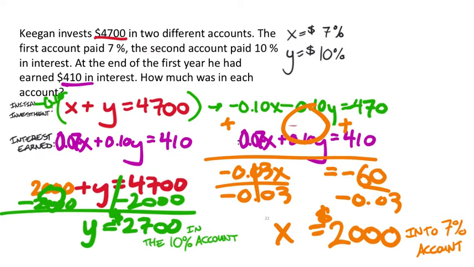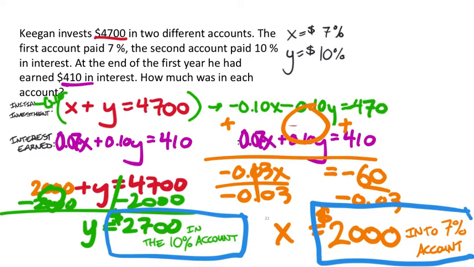Okay, well, does this work? Well, 2,000 plus 2,700 is 4,700. That's true. Let's see if the rest works. So 0.07 times the x, which is 2,000. And if I add that to 10%, so 0.10 times the 2,700, when I push enter, I should get $410, which I do. So again, that's just a quick way to check, and I just use my calculator for that. But looks like that is correct on both accounts.